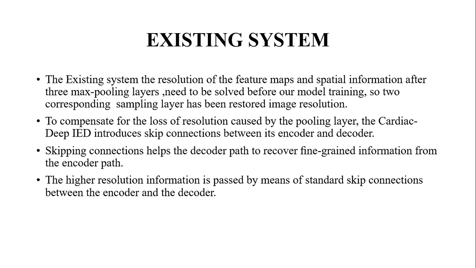In the existing system, the resolution of the feature map and spatial information after 3 max pool layers need to be solved before our model training. So two corresponding sampling layers have been used to restore the image resolution. To compensate for the loss of resolution caused by the pooling layer, the cardiac deep network introduced skip connections between its encoder and decoder. Skip connections help the decoder path to recover fine-grained information from the encoded path. So the high resolution information is passed by means of standard skip connection between the encoder and the decoder.